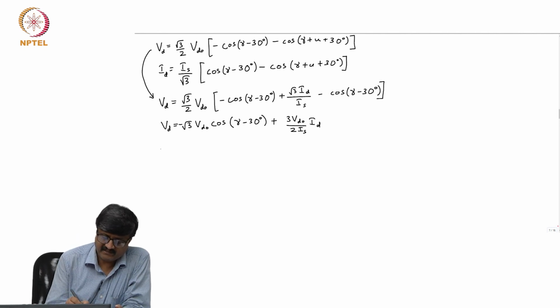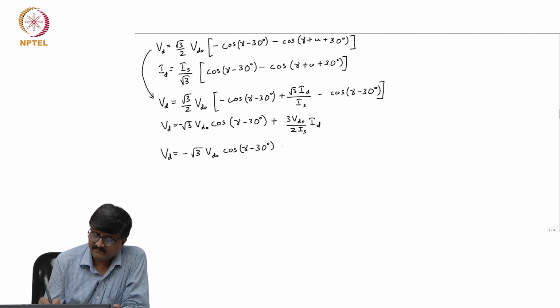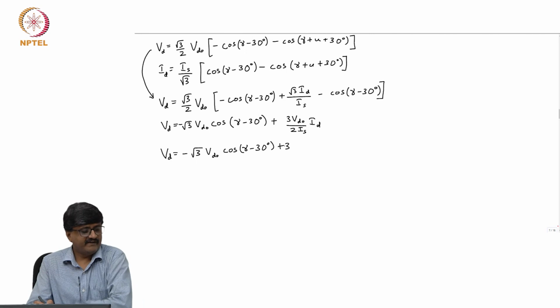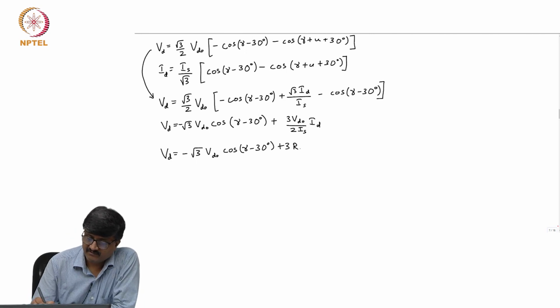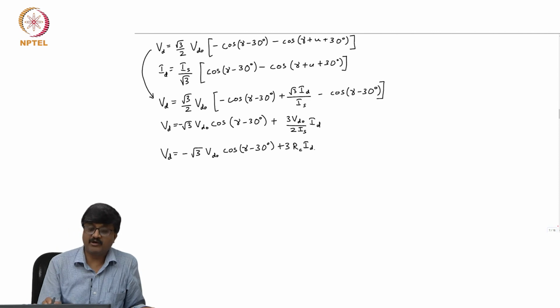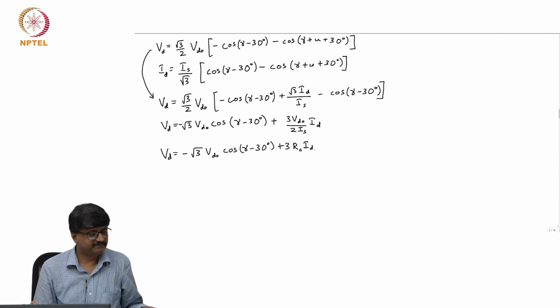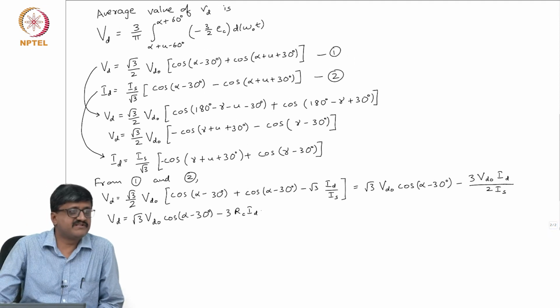So, I can write this as VD is equal to minus root 3 VDO cos gamma minus 30 degrees plus 3 times, we have defined a quantity RC, which is VDO by 2 IS. So, this is 3 RC ID. So, this is an equation that relates VD, VDO, RC and ID and gamma. These are the equations for the abnormal operation corresponding to 3 and 4 valve conduction mode.